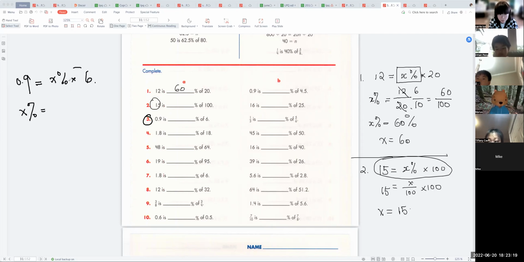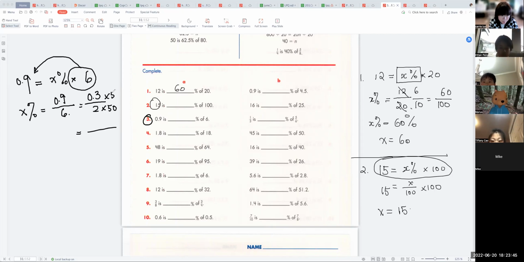So we move times 6 over there, get it? So when we have times 6 at one side, move to the other side will be what? Divide. So it's 0.9 divided by 6. Get it? So equals 0.3 divided by 2. I'm not going to simplify it anymore because I want to make the bottom into 100. So times 50, times 50.